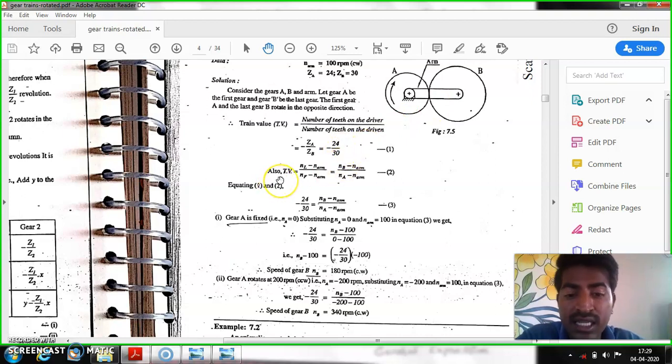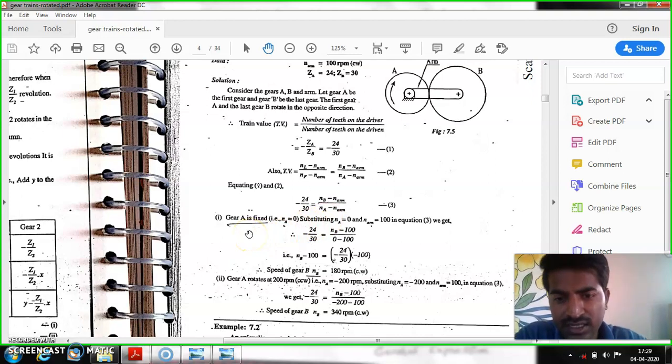And we know that the general expression for the train value in case of an epicyclic gear train is speed of the last gear minus speed of the arm, divided by speed of the first gear minus speed of the arm. Here the last gear is B: NB minus N arm, divided by the first gear A: NA minus N arm. In the next step, simply put in the values: minus 24 by 30, keep it as it is, equals NB minus N arm over NA minus N arm.